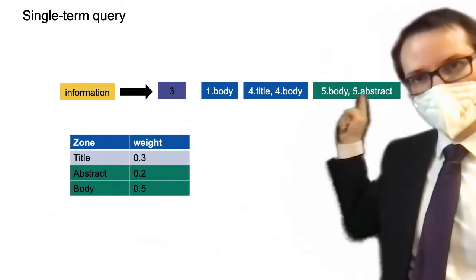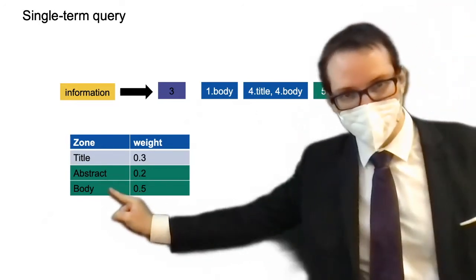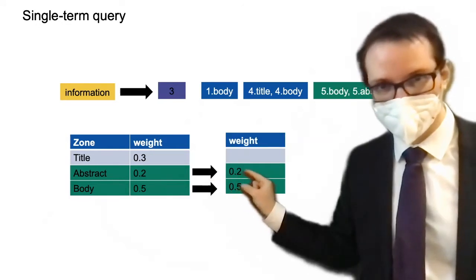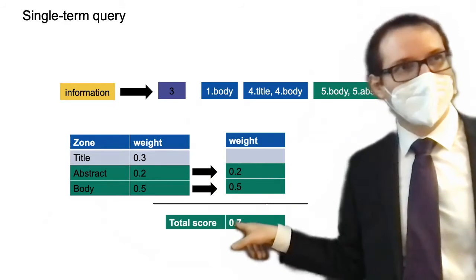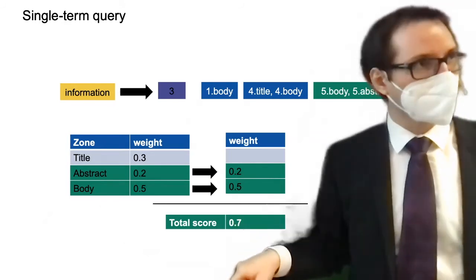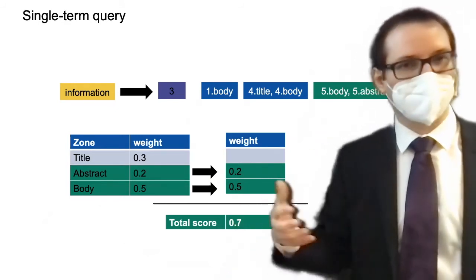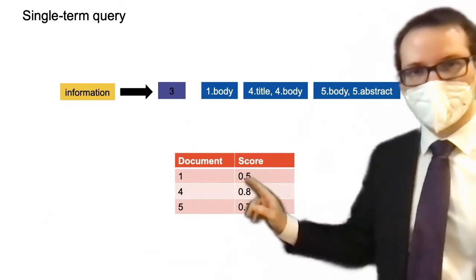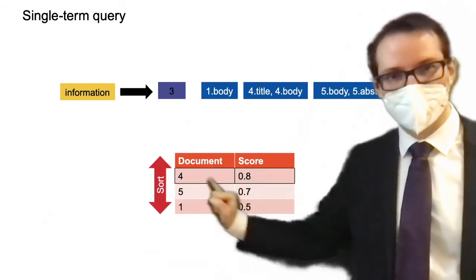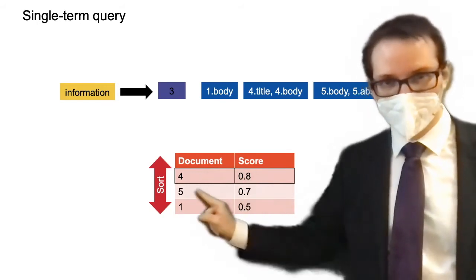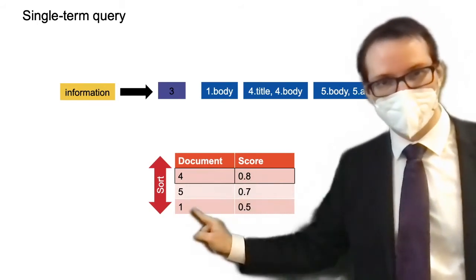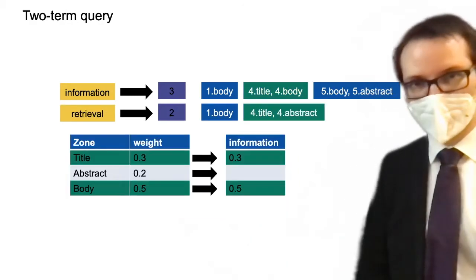Document five is in the body and the abstract, here and here. So I take these two right there, 0.2, 0.5, add them, and I get 0.7, right? So you see now how this dot product actually gives us a score that we can compute for every document. And now we can sort these documents and we get document four, that is the winner, that has the highest score. Then comes document five with 0.7 and document one with 0.5.